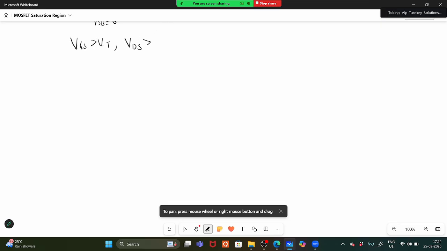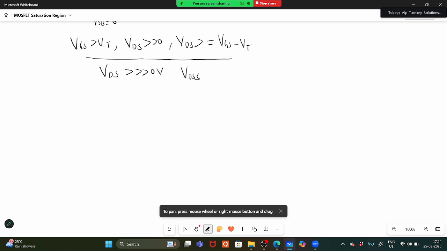Okay, so VDS is more value, greater than 0, and VDS is greater than or equal to what? VGS minus VT. Okay, so what happens here? As VDS is more value, this is the condition for saturation. VDS is greater than or equal to VGS minus VT.